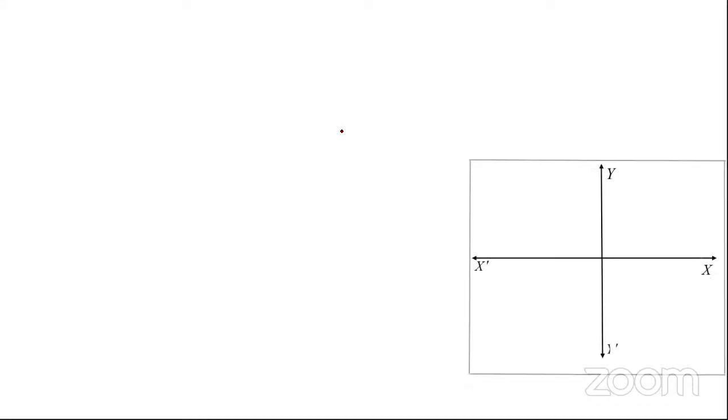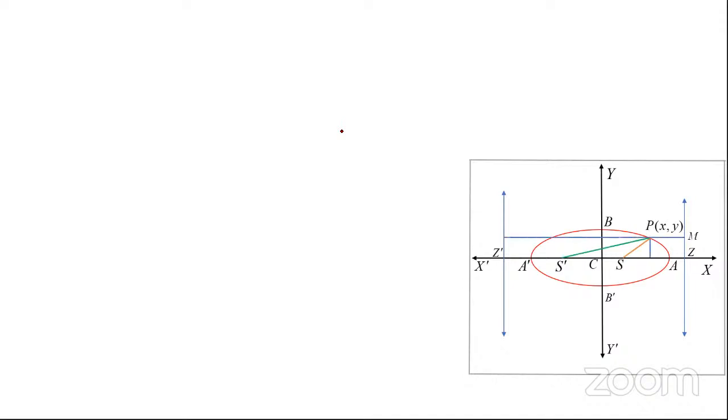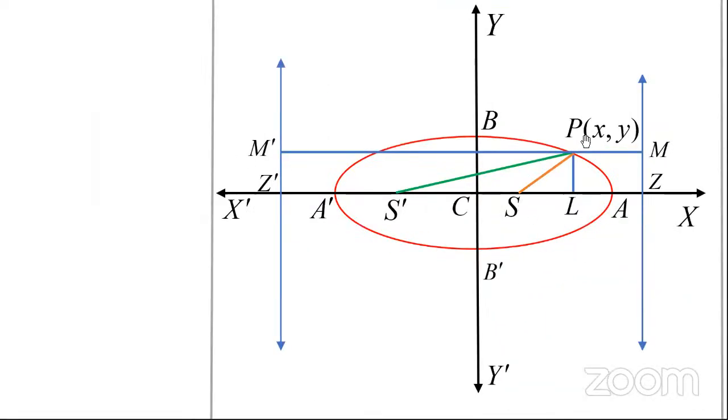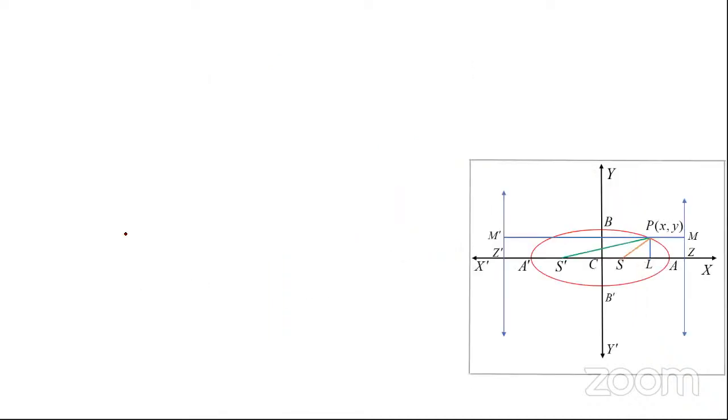From the focal distance, we get some formulas. So this is the ellipse diagram, and this is SP. Observe this diagram and you will get an idea about this. SP plus S dash P equal to 2a. We discussed this one.